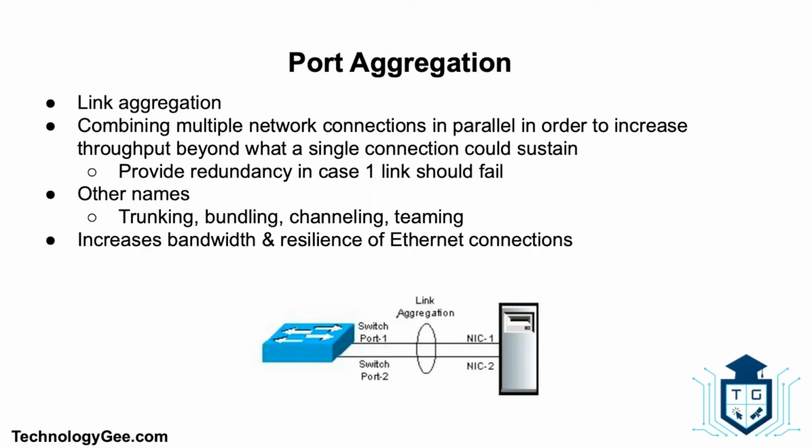Next, we have port aggregation, also known as link aggregation, and this is the combining of multiple network connections in parallel by any of several methods in order to increase throughput beyond what a single connection could sustain, and to provide redundancy in case one of the links should fail. A link aggregation group is the combined collection of physical ports. Other umbrella terms used to describe the concept include trunking, bundling, channeling, or teaming. Essentially, port link aggregation increases the bandwidth and resilience of Ethernet connections.